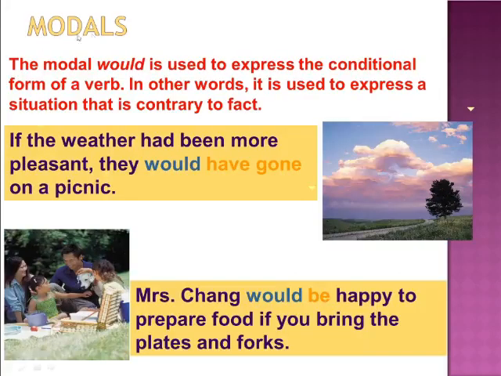Modals. Would is used. There are many examples of would given here, and just be very careful about this one while it is in use. The modal would is used to express the conditional form of a verb. In other words, it is used to express a situation that is contrary to fact. If the weather had been more pleasant, they would have gone on a picnic. It's about weather. Contrary to fact: had been more pleasant, have gone on a picnic.